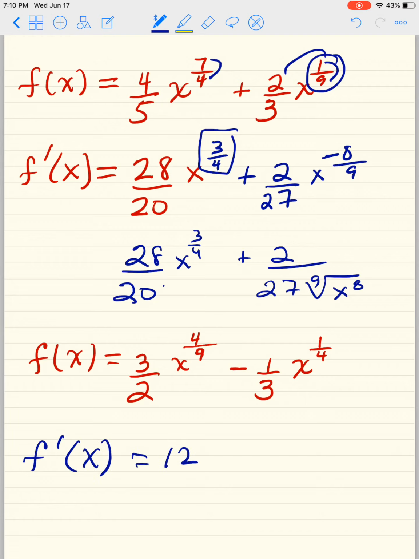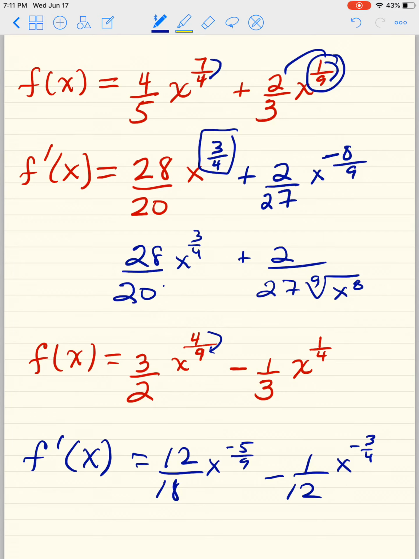3 times 4, 12. 9 times 2, 18. X to the 4 minus 9 is negative 5 ninths. 1/4 times negative 1/3 is negative 1/12. Negative 3/4. Remember what I'm doing to the exponent. I'm constantly subtracting 1 from the exponent. Think about it. You have a quarter and you owe me $1. So that means you're still gonna owe me 3/4. So that's what I do there. Now, because of the negative exponents, you can clean them up, okay? 12 over 18, both have 6 in common and blah, blah, blah.